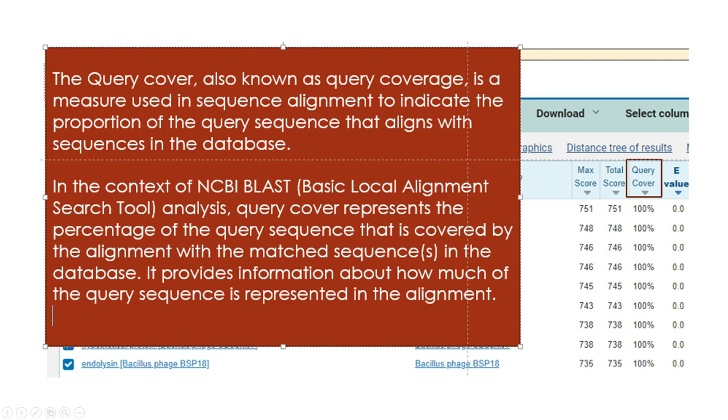The query cover, also known as coverage, is a measure used in sequence alignment to indicate the proportion of the query sequence that aligns with the sequences in the database. In the context of NCBI BLAST, it represents the percentage of the query sequence that is covered by the alignment with the matched sequence in the database. It provides information about how much the query sequence is represented in the alignment.